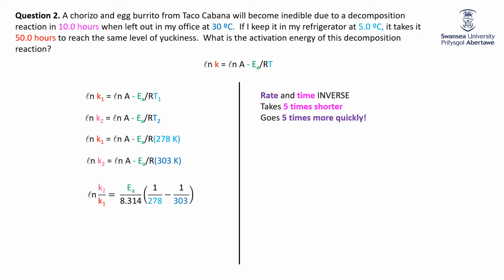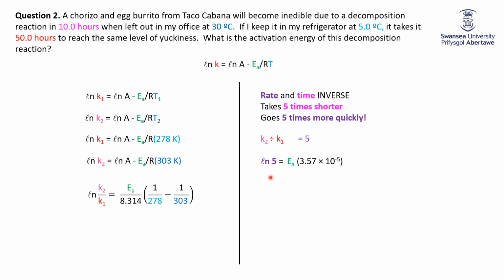So it's going 5 times more quickly at 30 degrees, that's the K2, than it is at 5 degrees, that's the K1. In other words, K2 over K1 equals 5. Okay, make sure you see that. Here's the higher temperature, it's going to be going more quickly. It takes a fifth of the time, which means it's going 5 times as fast. So K2 over K1 is 5.